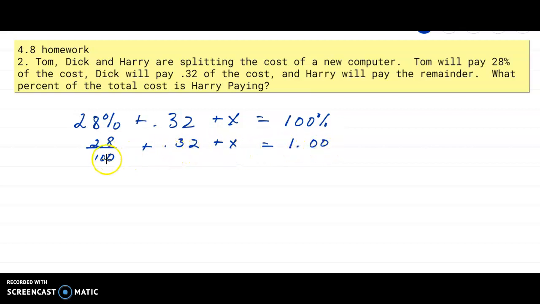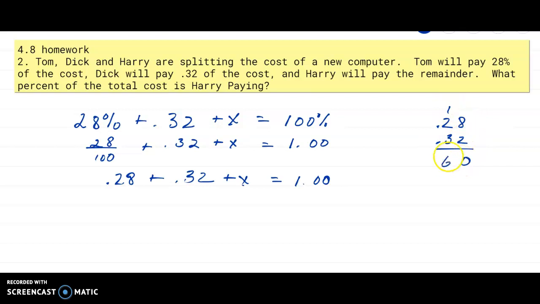Now I have to turn this fraction into a decimal. So 28 hundredths is 0.28 plus 0.32 plus x equals 1.00. Now I have to add 28 and 32. So 0.28, I'm going to line my decimals up, 0.32, and bring my decimal down. So when I add 28 and 32, I get 0.6 plus x equals 1.00.